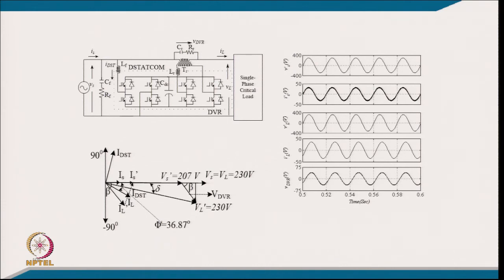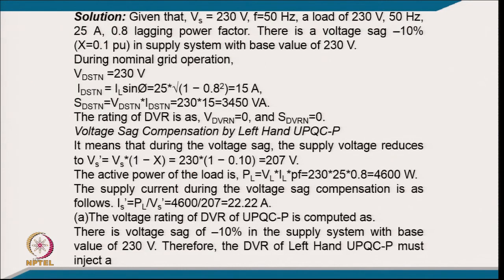This is typically because we are putting the D statcom on the left and the DVR in series on the load side. That is the phasor diagram, showing how we are injecting the voltage here, and these are the typical waveforms. Coming to the numerical portion, Vs equals 230 volt, 50 hertz, a load of 230 volt, 50 hertz, 25 ampere, 0.8 lagging power factor, there is a voltage sag of -10% in the supply system with a base voltage of 230 volt.